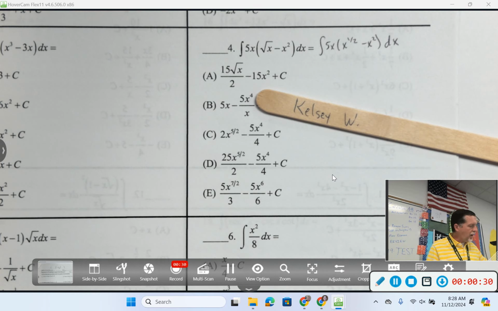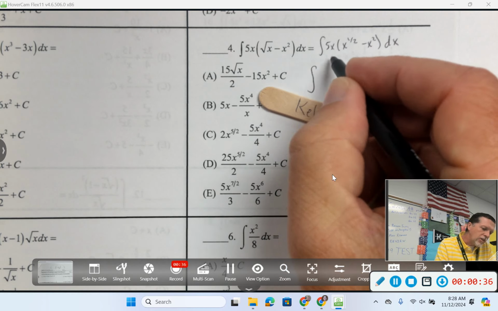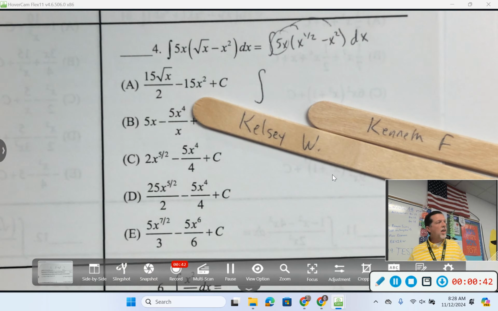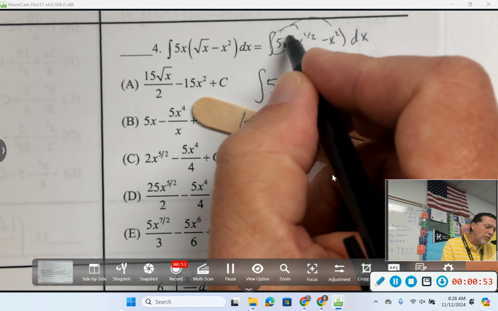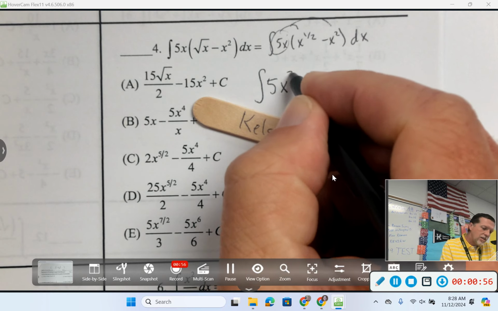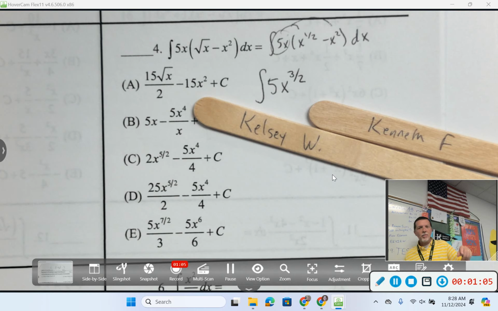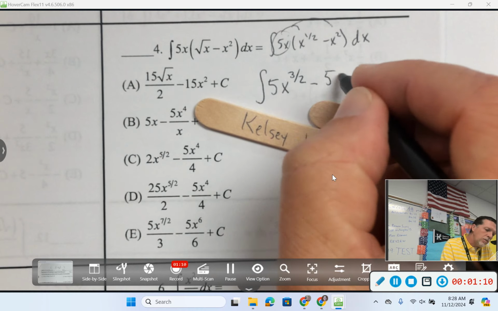Kelsey, what's 5x times x to the 1/2? Well, yes, it is 3/2 because you added the exponents. So it's 5x to the 3/2. Again, that's not calculus yet, that's just algebra. Kenneth, how about 5x times x squared? 5x cubed.